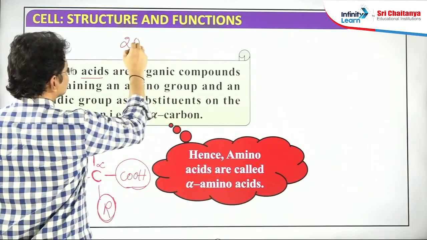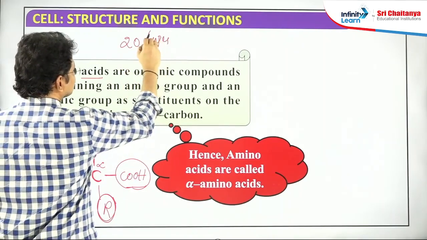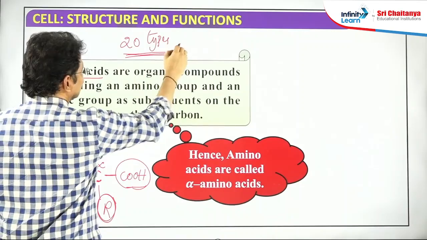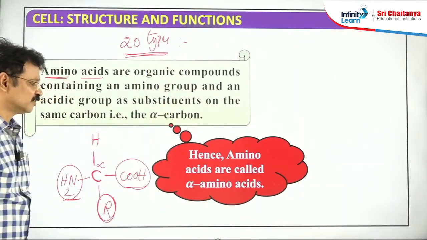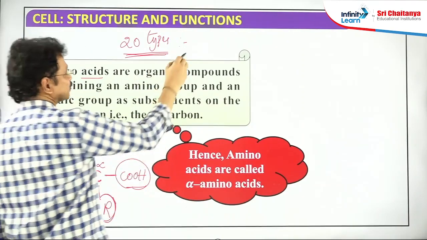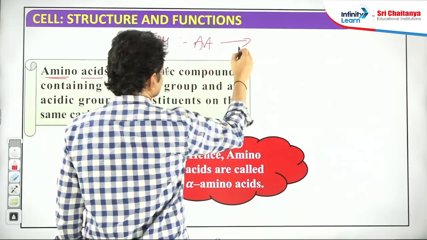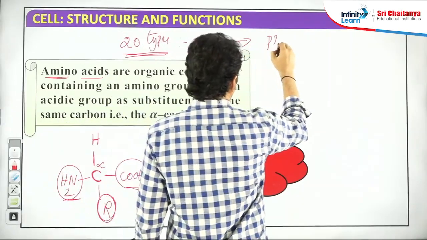Around 20 types of amino acids are present in all living cells for the synthesis of proteins. 20 types of amino acids are essential to synthesize protein molecules.